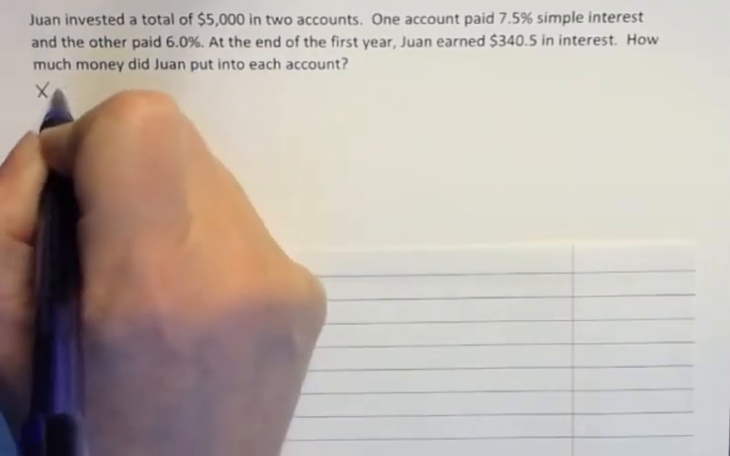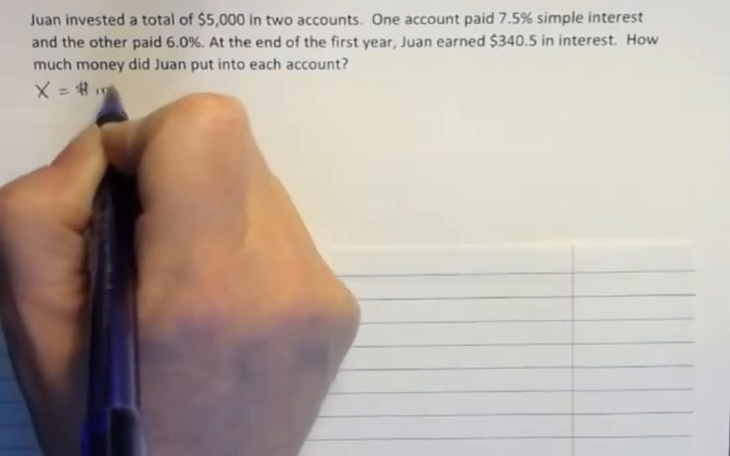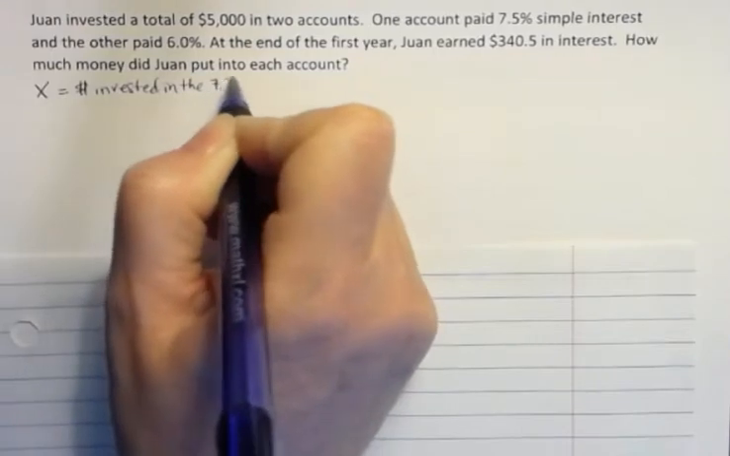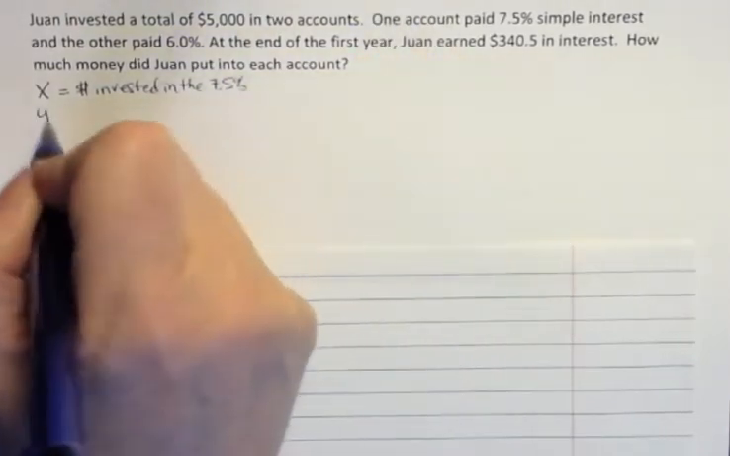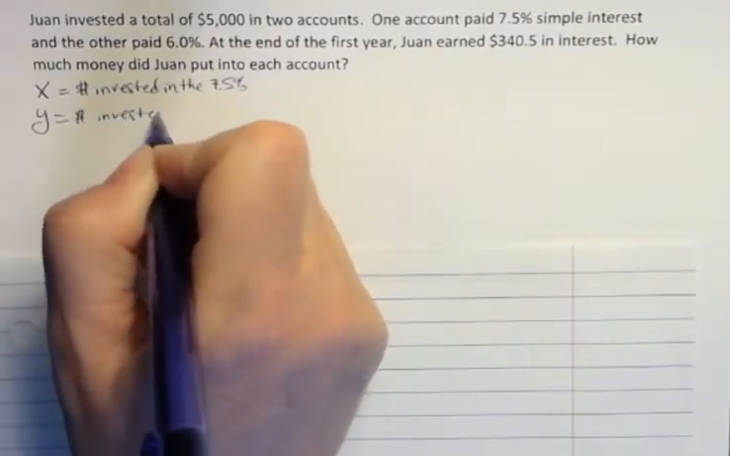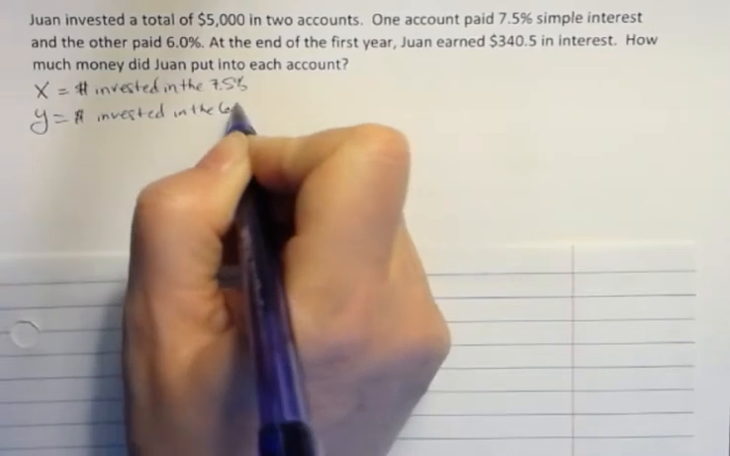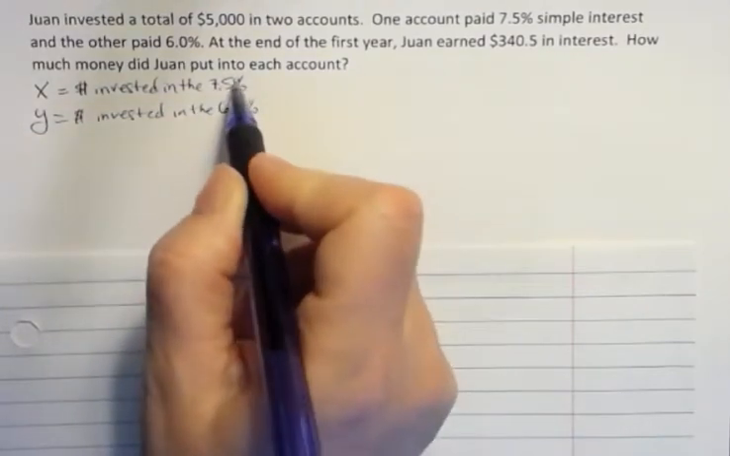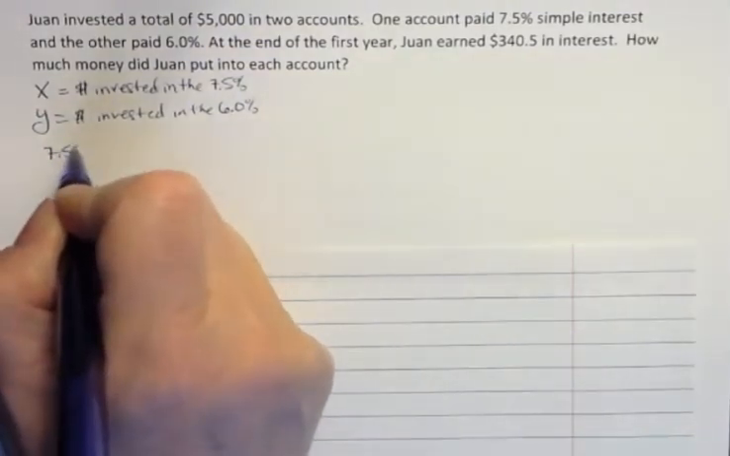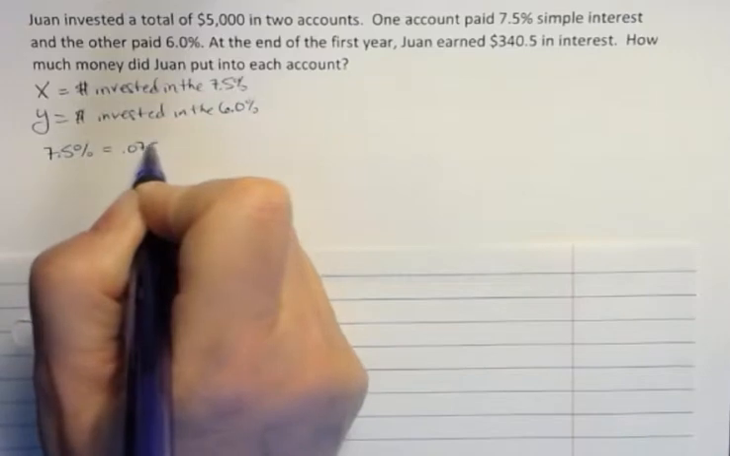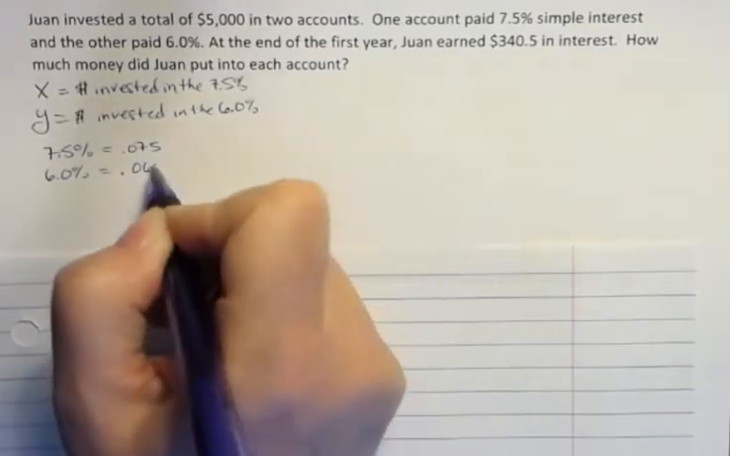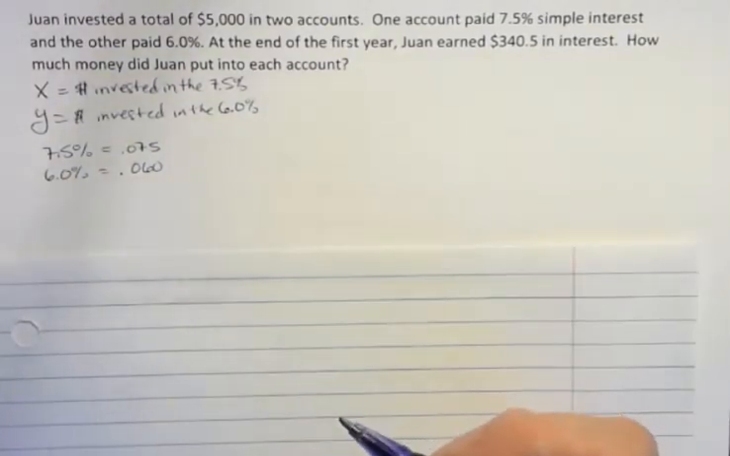I'm going to say that x equals the dollars invested in the 7.5% account. And y, I'm going to say, are the dollars invested in the 6% account. Whenever I talk about a percent in a problem, I'm going to rewrite that as a decimal. 7.5% is 0.075, and 6% is 0.06. I could put a 0 on the end, but I don't really need to do that.